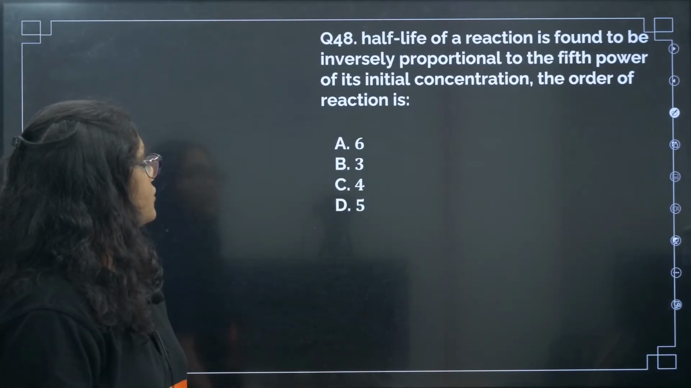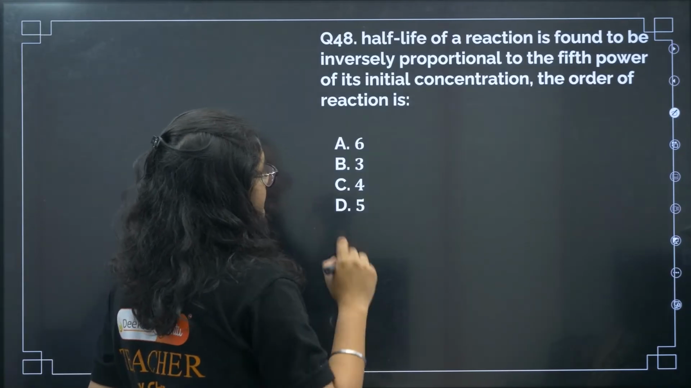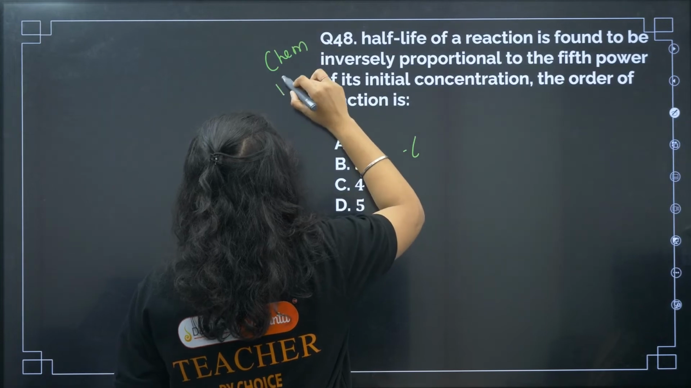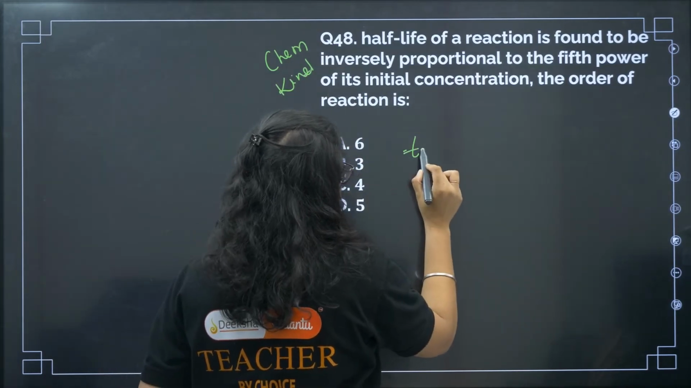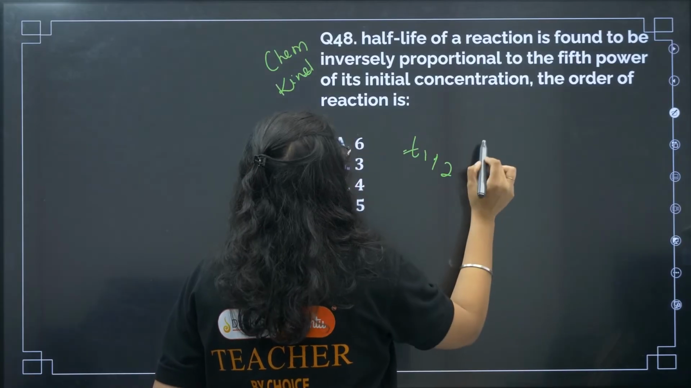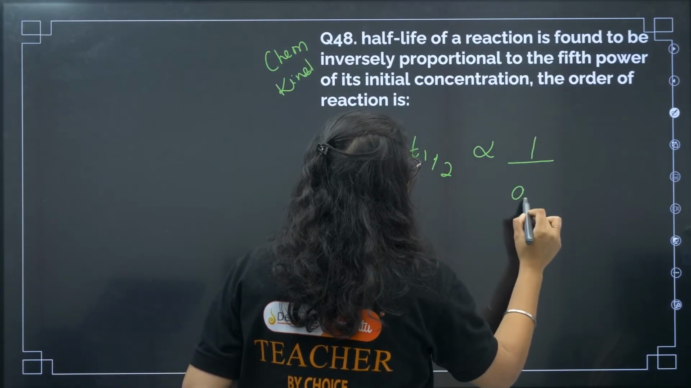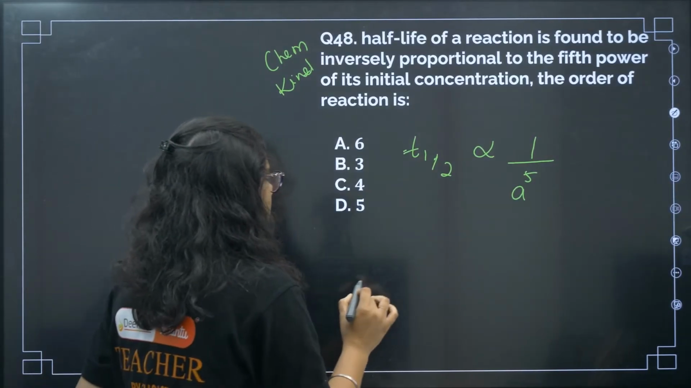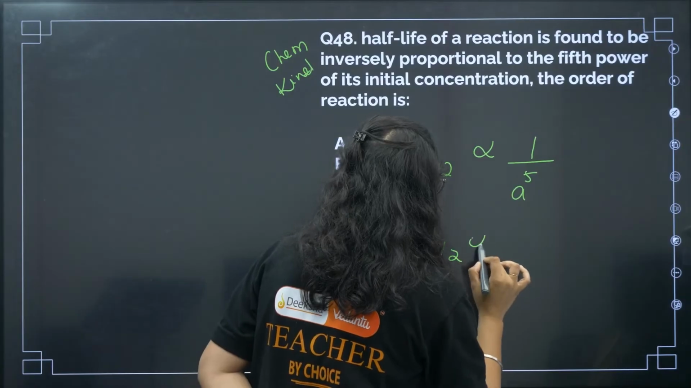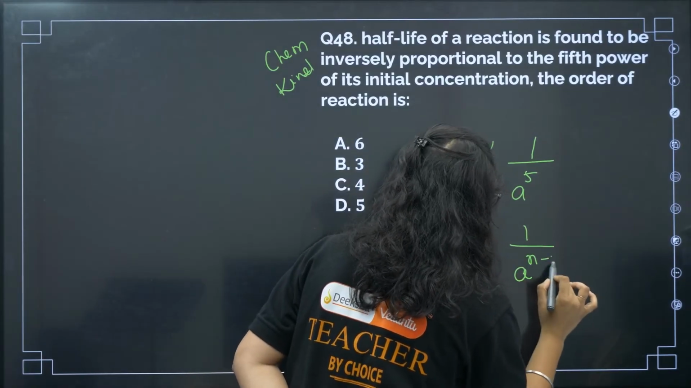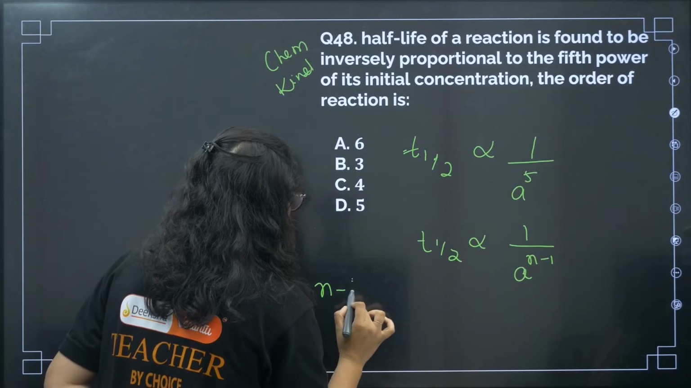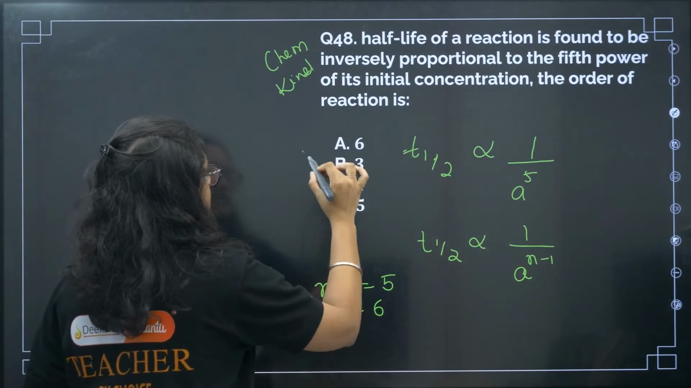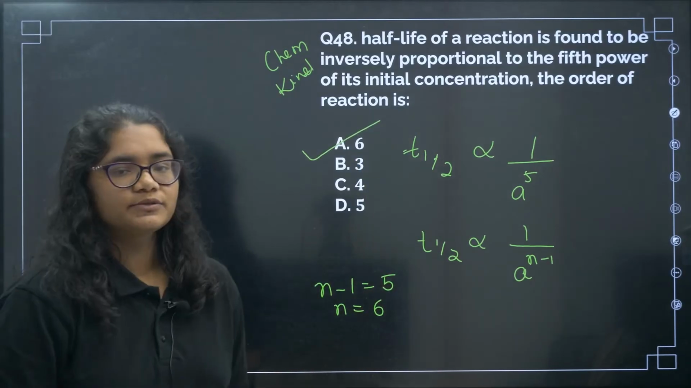Now coming to question number 48, half-life of a reaction is found to be inversely. So I'll write, this question is also from chemical kinetics. It's saying the half-life of a reaction is found to be inversely proportional to the fifth power of the initial concentration. Order of the reaction is. Now just now I wrote the formula T half is proportional to 1 by a to the power of n minus 1. So according to this I can write n minus 1 is equal to 5. So n will be equal to 6. So this is a sixth order reaction. So the correct answer for this question is option number A.